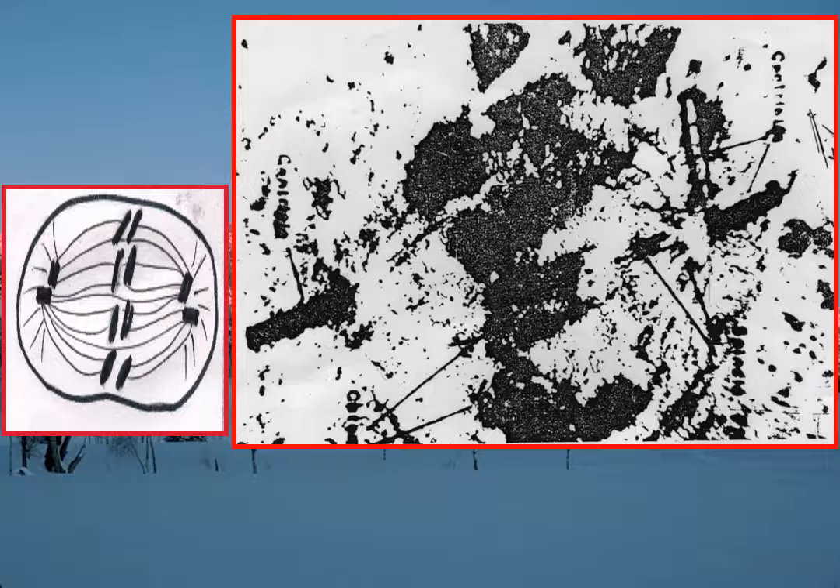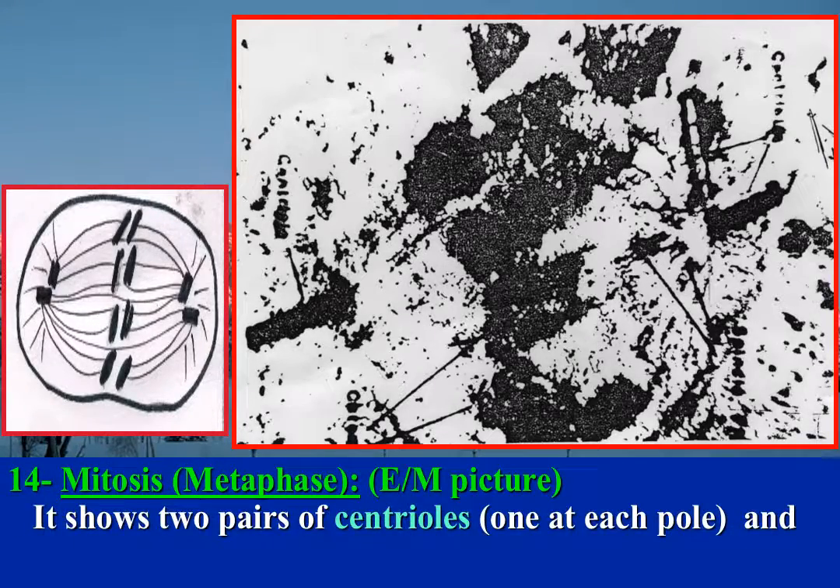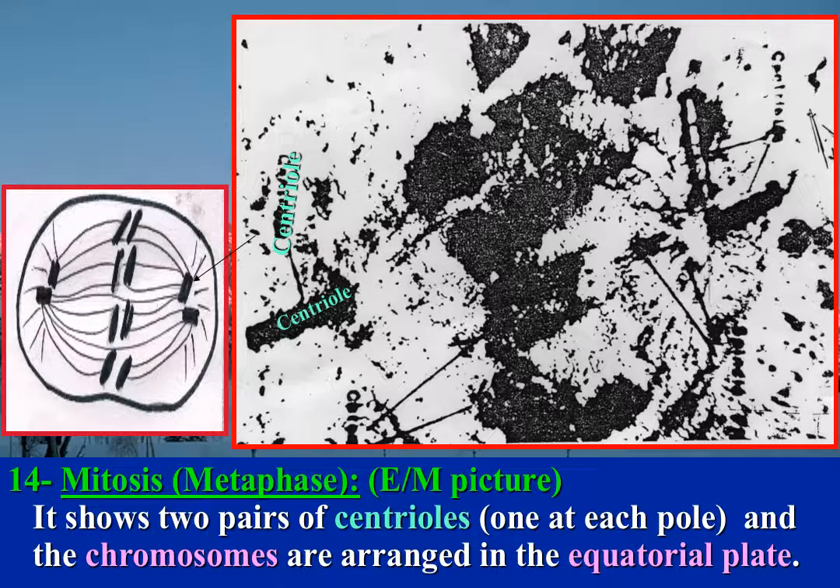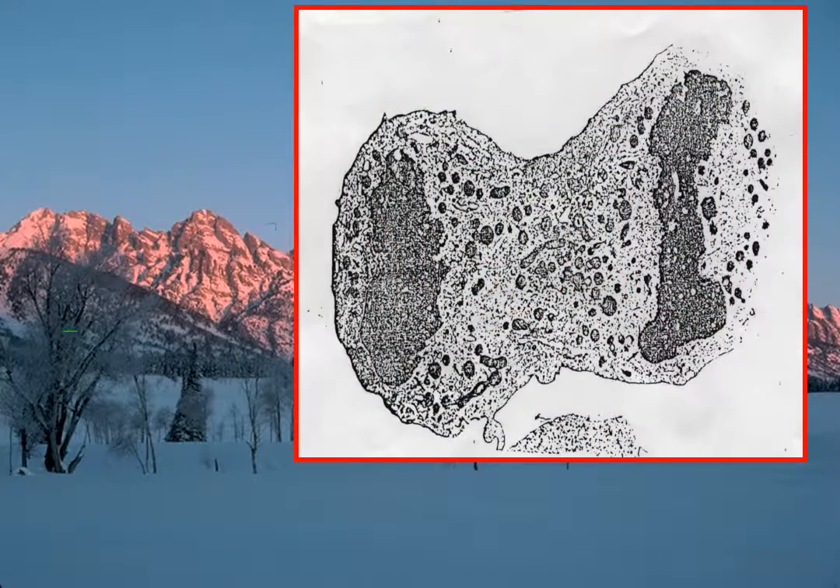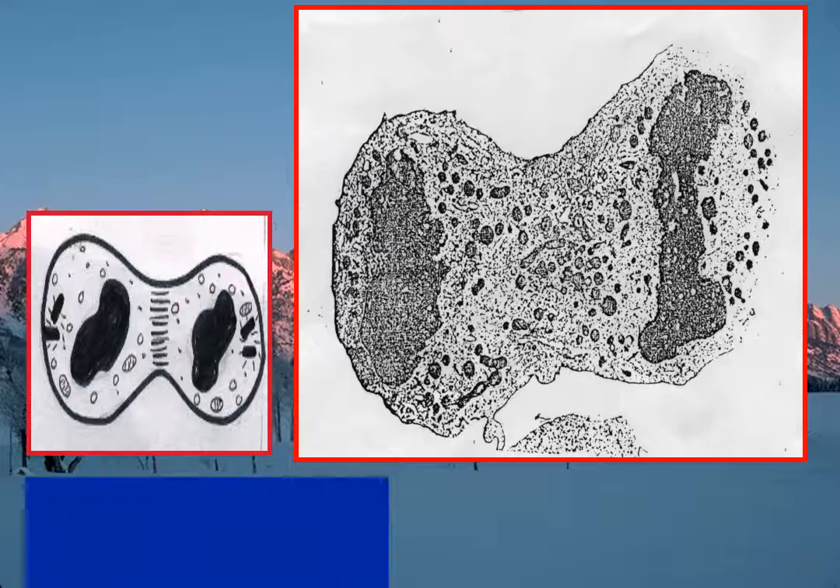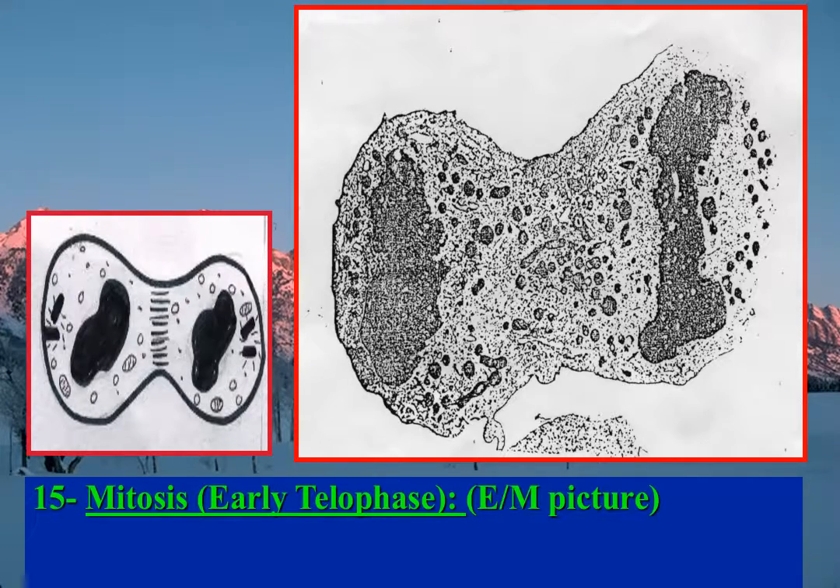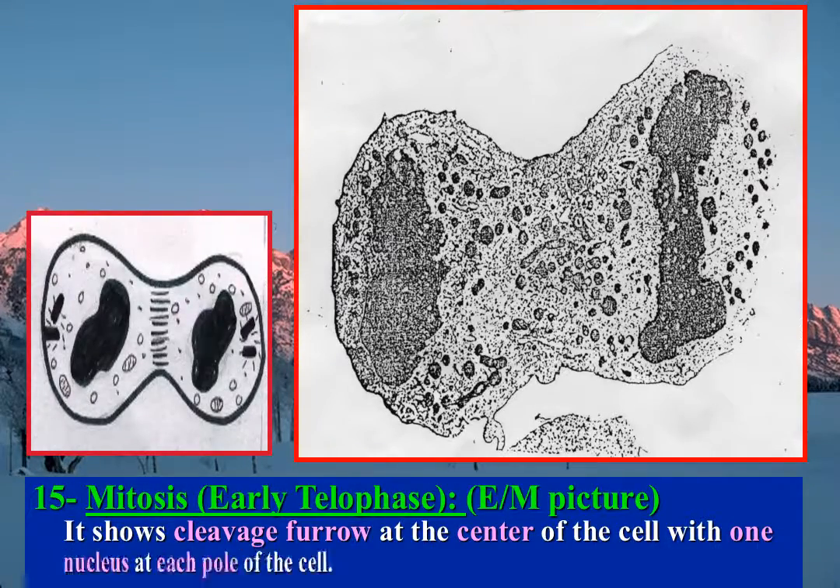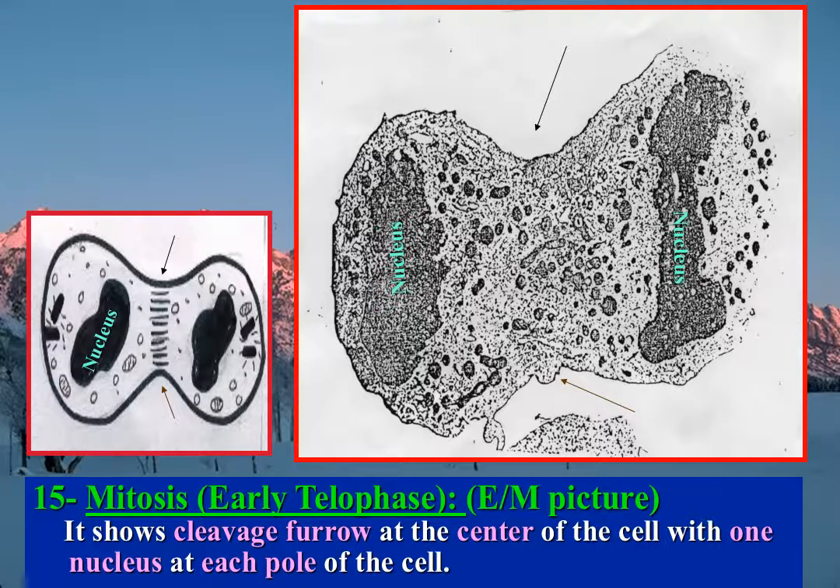Mitosis, metaphase stage, by electron microscope. It shows two pairs of centrioles separated, one pair at each pole, and the chromosomes are arranged in the equatorial plate. Mitosis, early telophase stage, by electron microscope. It shows a cleavage furrow at the center of the cell, with the formation of one nucleus at each pole, also the appearance of the organelles.